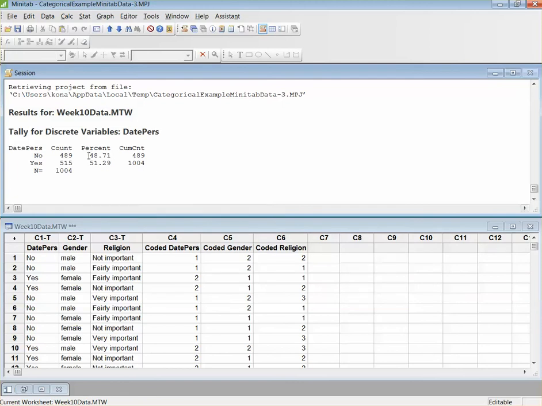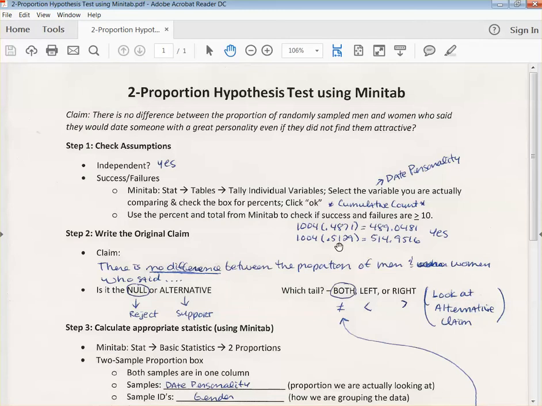So now we're going to take each one of these percents, this one and this one, and turn it into a decimal and multiply it by the 1004 to make sure that there are at least 10, or more than 10. So over here, we've got 1004 times 0.4871 is equal to 489. 1004 times 0.5129 is 514. Both are much bigger than 10. So we're good for our assumptions.